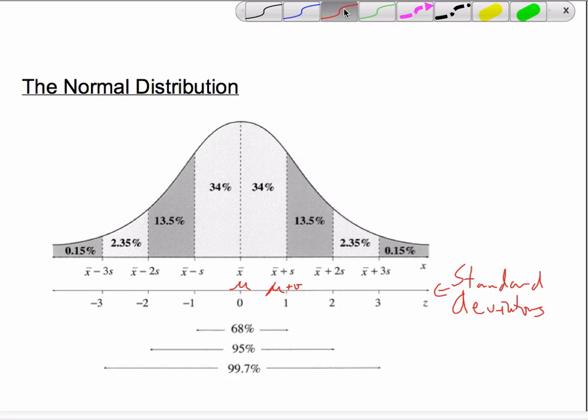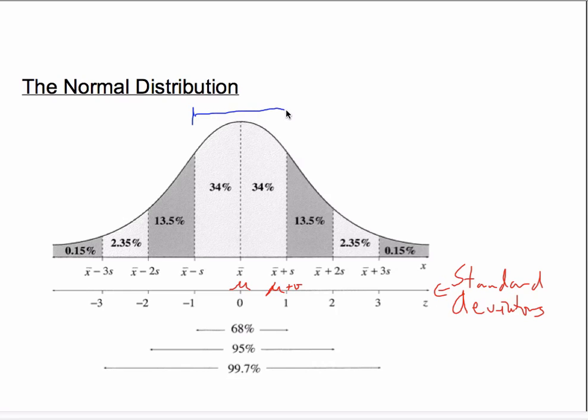Alright, so what's happening here is we say that 34% is above the mean and 34% below the mean here. So we say 68% is within one standard deviation of the mean. Okay, and that's 34% is one standard deviation above the mean, 34% is one standard deviation below the mean.